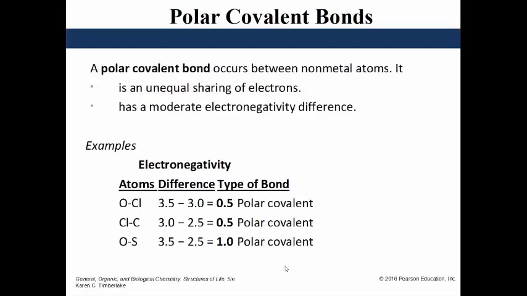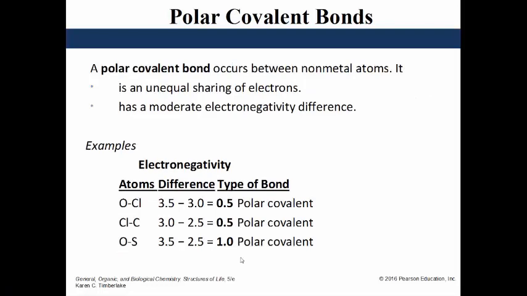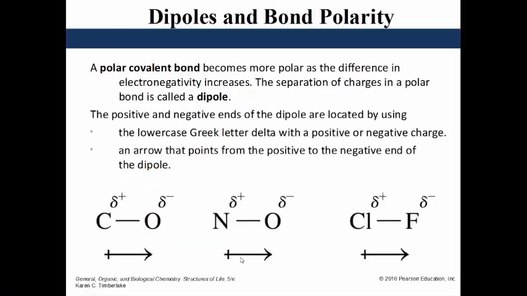A different type would be a polar covalent bond. These occur between nonmetal atoms. In this type, there's an unequal sharing of electrons. So because you have unequal sharing, there's going to be a moderate difference in electronegativity. For oxygen and chlorine, only 0.5. That's going to be polar covalent. Chlorine and carbon, 0.5. Oxygen and sulfur, 1. So these are all more than these values, which are very, very small, no more than 0.3 or so. When the difference gets a little bit higher, that's when it becomes a polar covalent bond. Now that polar covalent bond can become more polar as those differences get higher and higher.